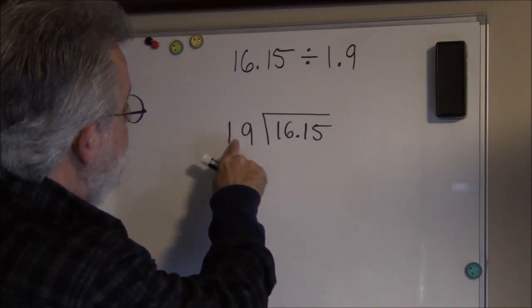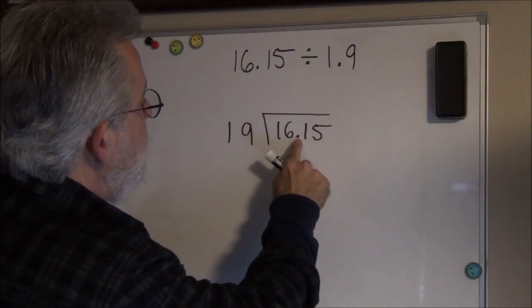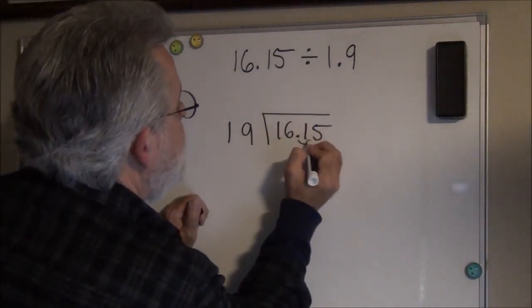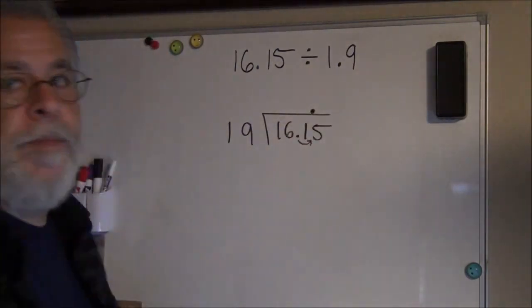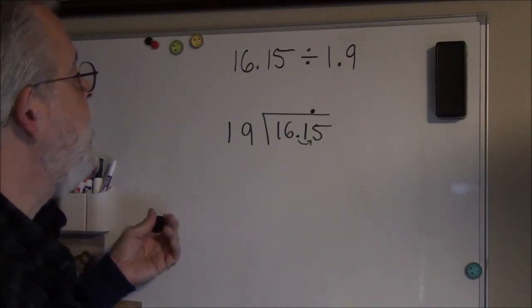It now does. I don't even need the decimal. Okay, that's the invisible decimal now. But this one would get moved over one space here because we're multiplying by 10 there. And the decimal will go right up there. Okay, now we just divide.